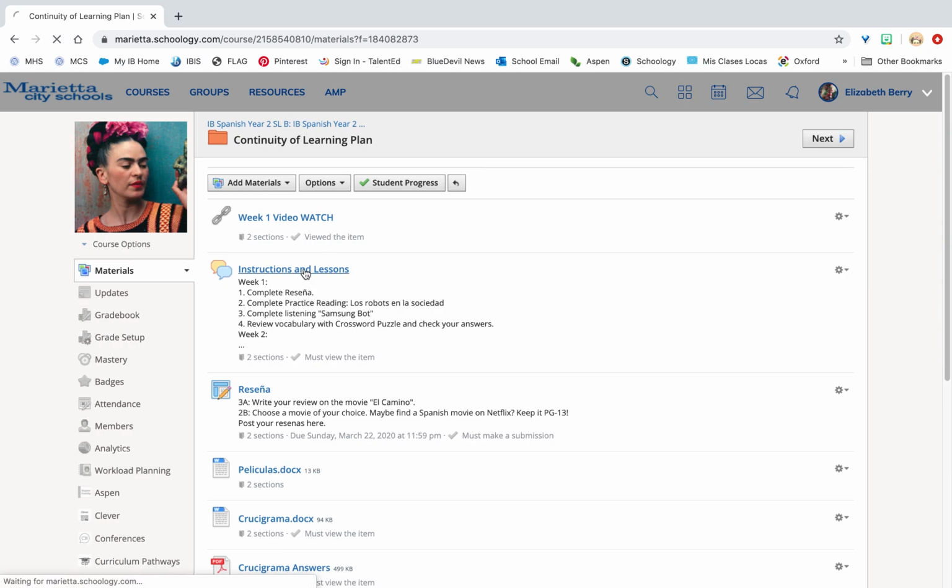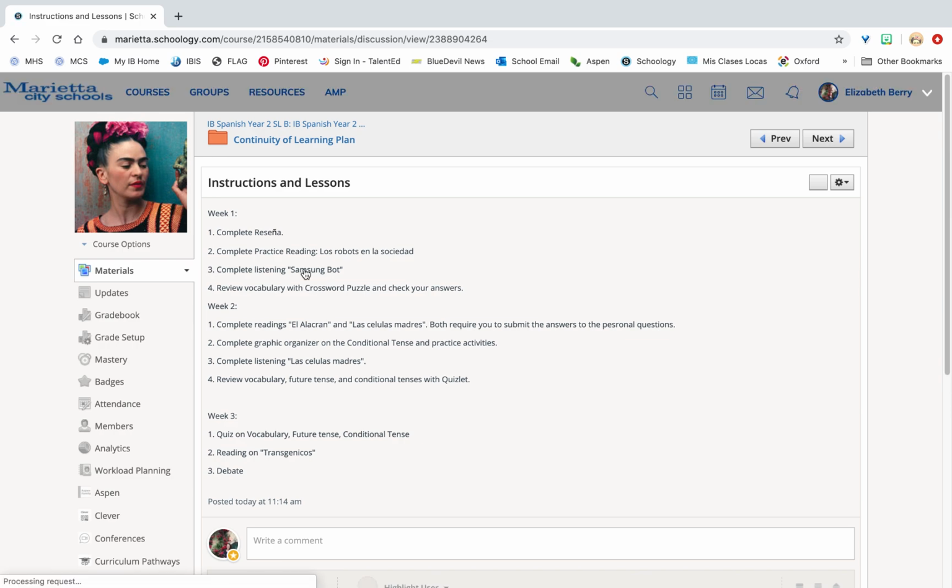So what are you guys going to do this week? This week, I got 2 more readings. They're not as long as the robots in Sociedad. They're shorter readings. But I do want you to submit some answers to some of the questions, and I'll show you which questions I want you to submit answers to, because they're more personal questions, more kind of debate-like questions that I want to see some of your writing with.